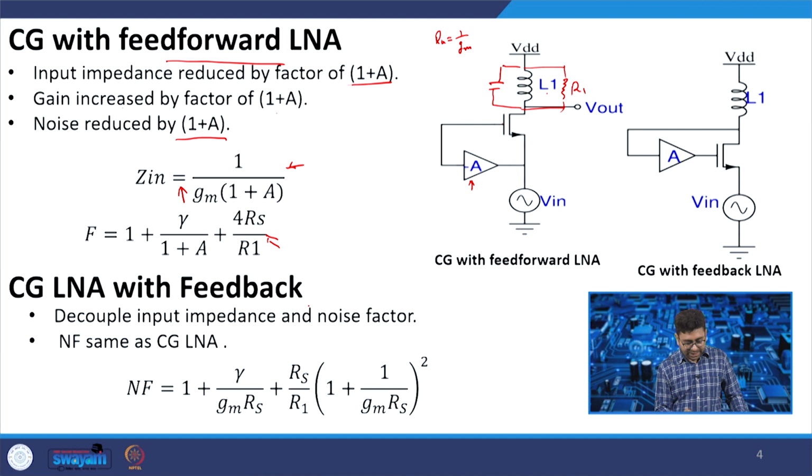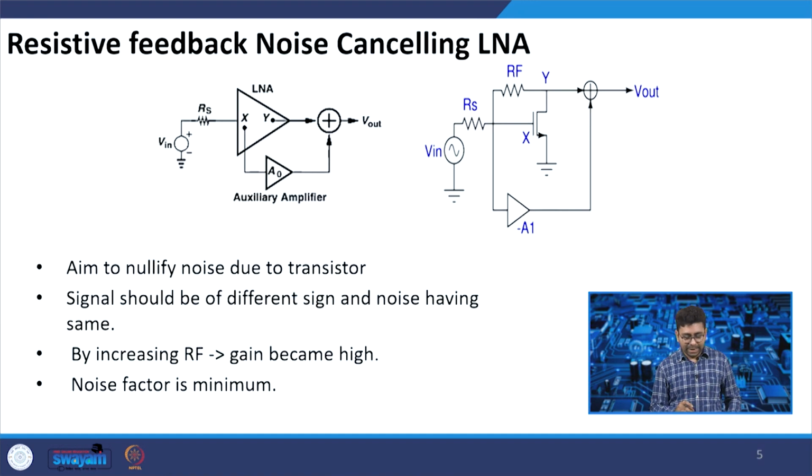So, this is how we can design a feed forward LNA. We can also design a common gate LNA with a feedback. Same thing, it will decouple input impedance and noise factor, and the noise figure is the same as a common gate LNA. So, there is not much difference in noise figure, but what is the advantage? Because there is a decoupling, you can increase this term Gm into Rs, and if you increase this term Gm into Rs, your noise figure can be reduced. So, this is an improved topology of common gate LNA.